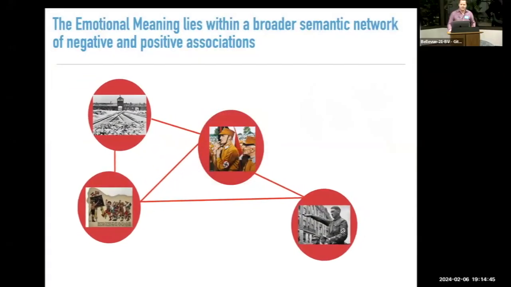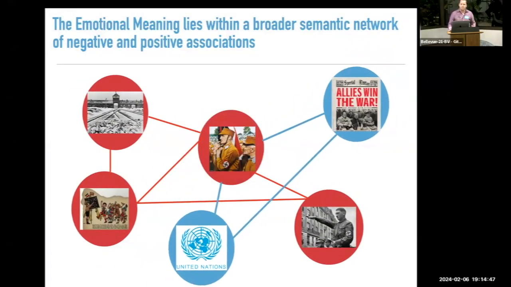What I mean by that is that this emotional meaning really lies within a broader semantic network of ideas that are both positive and negative associations, right? You could think of the Nazi as being semantically related to World War II and to concentration camps and to propaganda, but it's also related to these other positive concepts like the formation of the United Nations, the Allies winning the war, et cetera.